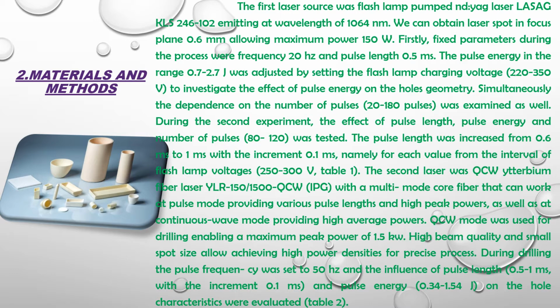The second laser was a QCW fiber laser with a multi-mode core fiber that can work in pulse mode providing various pulse lengths and high peak powers, as well as the continuous wave mode providing high average powers. QCW mode was used for drilling, enabling a maximum peak power of 1.5 kilowatts. High beam quality and small spot size allow achieving high power densities for precise processing.